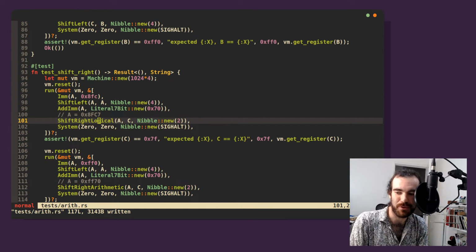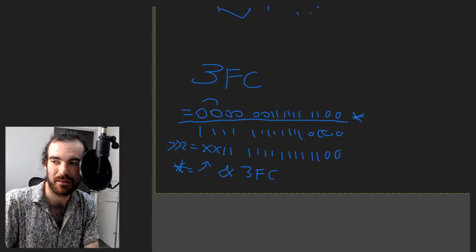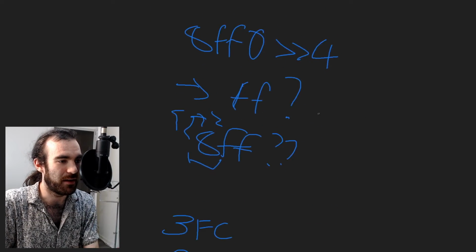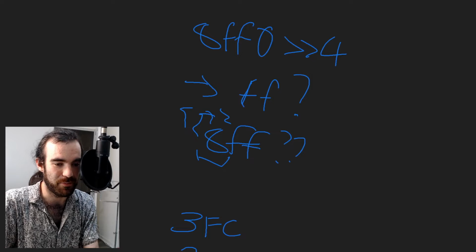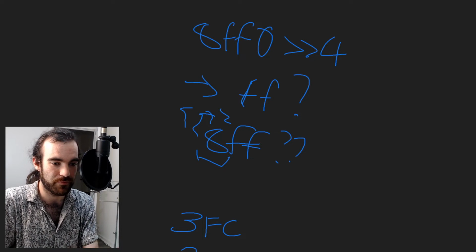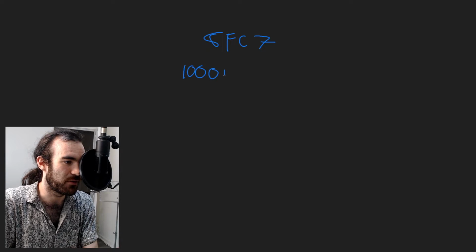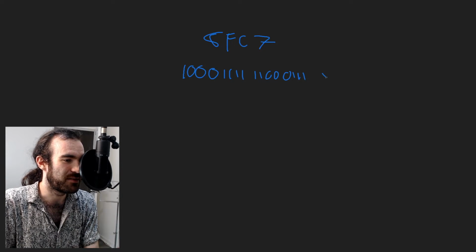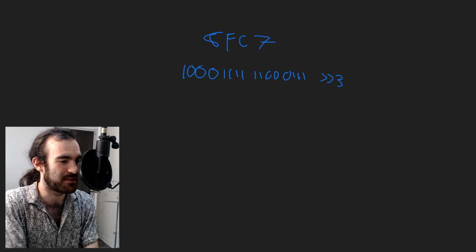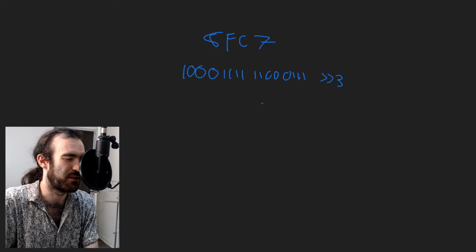Okay, let me do this one on paper because this one's a bit harder. Oh my gosh, I need another page. Okay, so what did I say? 8FC7. This is 1000111111000111. We're shifting that to the right by, let's do 3 bits. Let's change this to a 3. That's a nice juicy number for a right shift.